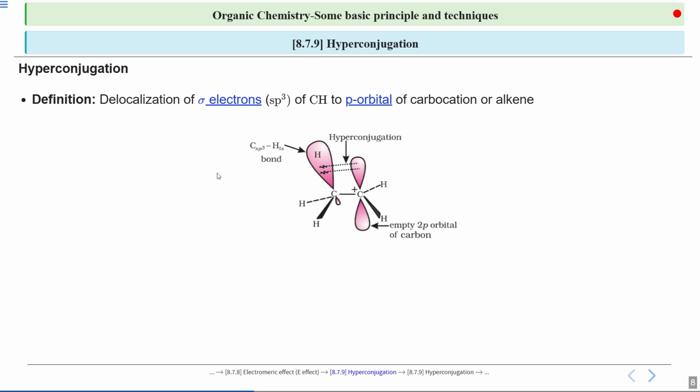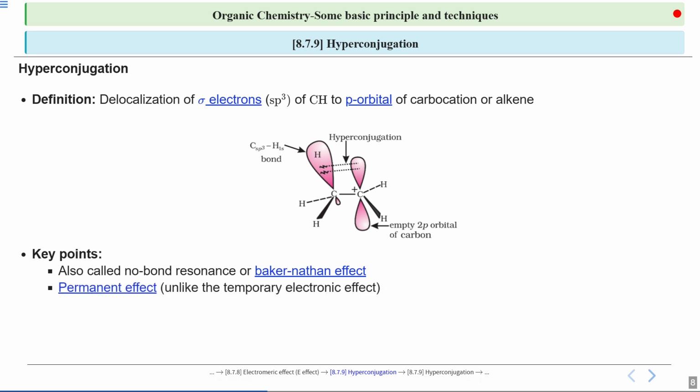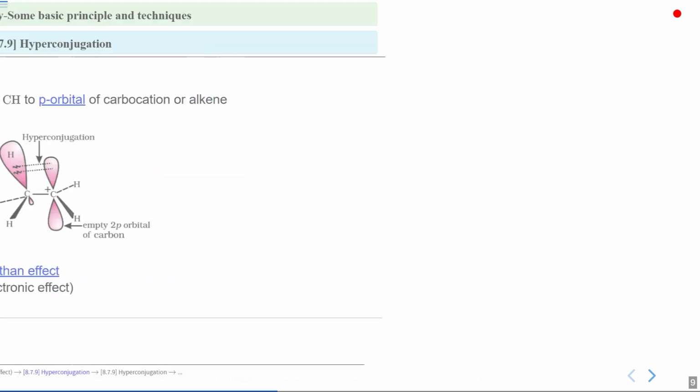So here we have a carbocation and the sigma bond of this C-H bond is being moved on to the carbocation's empty 2p orbital. Now, what are the key points that you should remember? First of all, it is also known as no bond resonance or Baker-Nathan effect. Second, it is a permanent effect. Then it does not depend on any external factor. So this is the reason it is a permanent effect, because it is always operational, whether you apply any criteria or whether you remove any criteria.